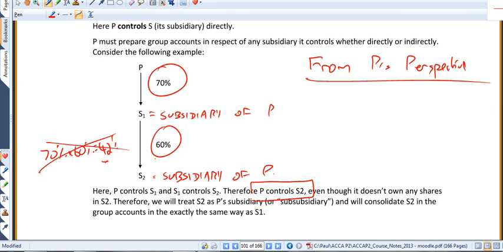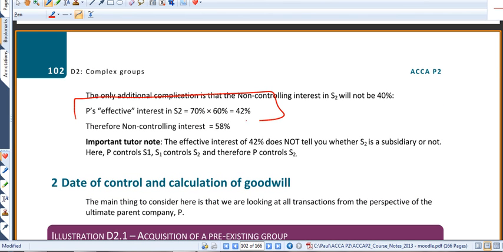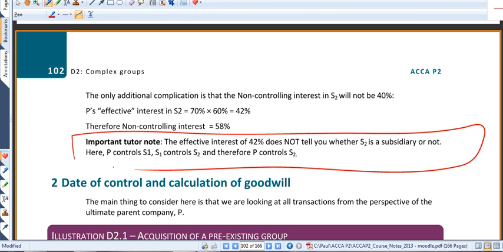To work out what S2 is, you simply ask yourself, do I control S1? And does S1 control S2? And if so, I, P, control S2. But actually, we do end up multiplying 70% times 60% to work out what we call over the page P's effective interest in S2, 42%. And indeed, we will use that 42% later on, but we don't use it to determine whether or not S2 is a subsidiary or not. And again, I make that point here in this tutor note. I don't want you making that error.